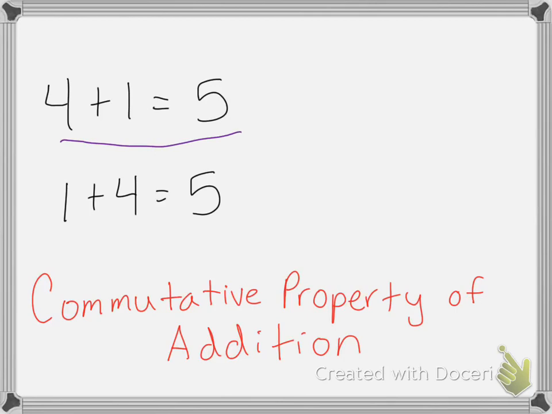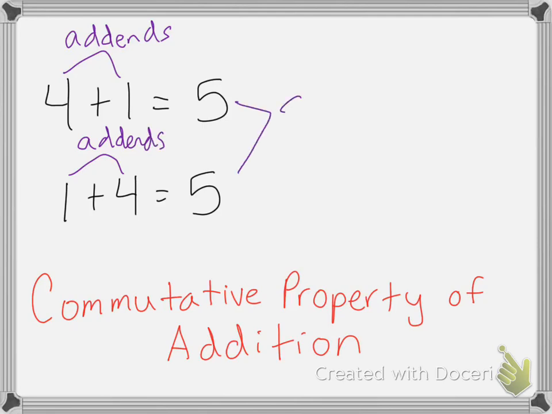4 plus 1 equals 5 and 1 plus 4 equals 5. How are these problems the same? Well, if you look, they have the same addends. The only difference is that the addends are in a different order. Another thing that is the same is that the sum is the same both times. Mathematicians know that when the addends are the same, but in a different order, the sum will always be the same. They have a special term for this. They call it the commutative property of addition.